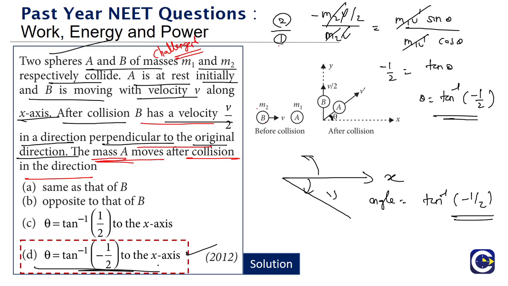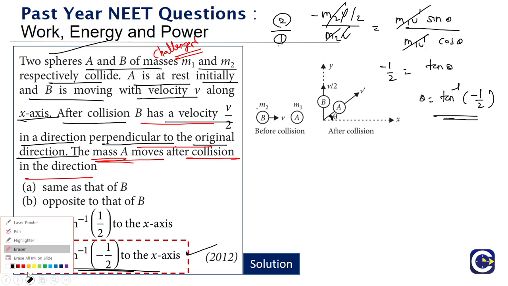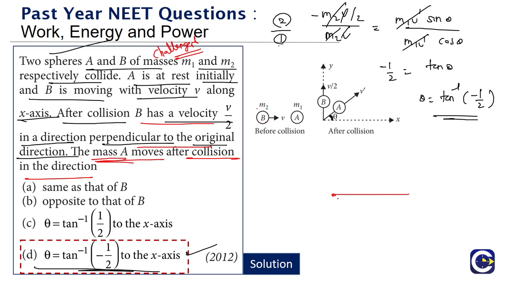But as I said, this question can be challenged. How can this question be challenged? If instead of taking the velocity of B to be along the positive y-axis, we would have taken B to be moving along the negative y-axis, then exactly, A will be moving with the same angle in the opposite direction. Previously we took B to be moving along the positive y-axis with a velocity v by 2 after collision. That's the reason A will move like this, making a negative angle with the x-axis.